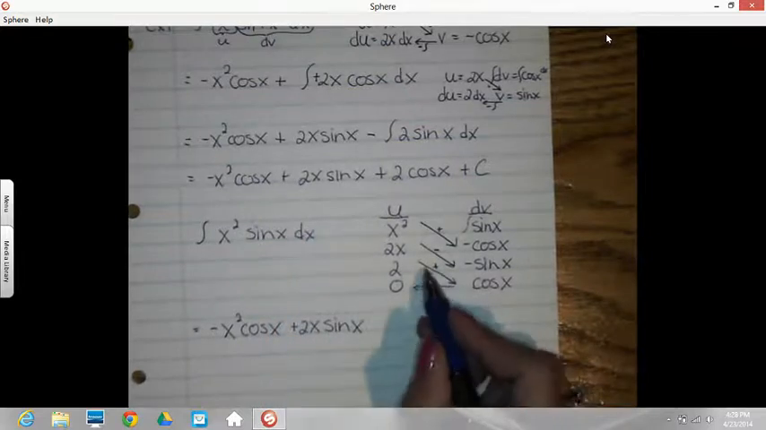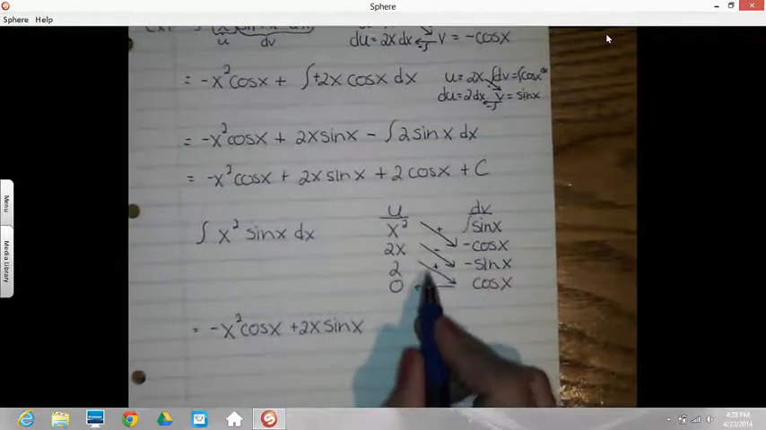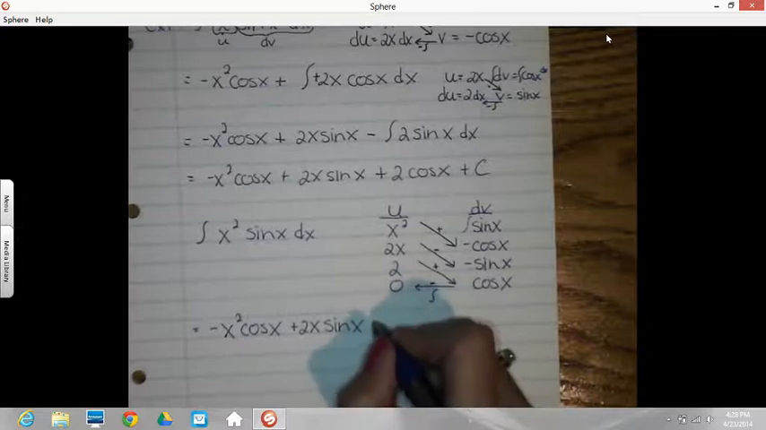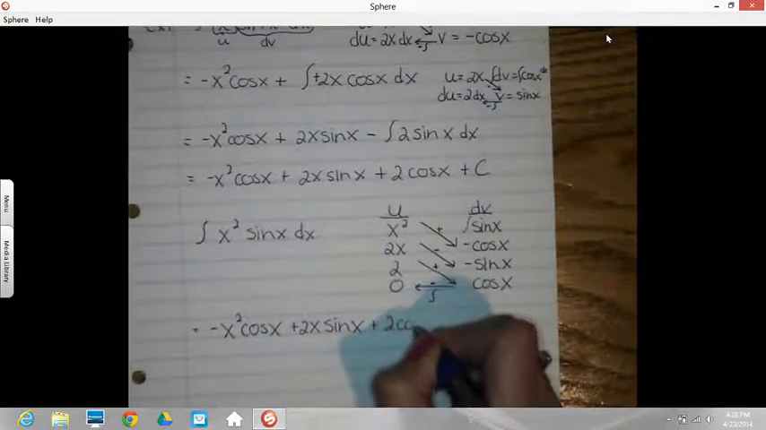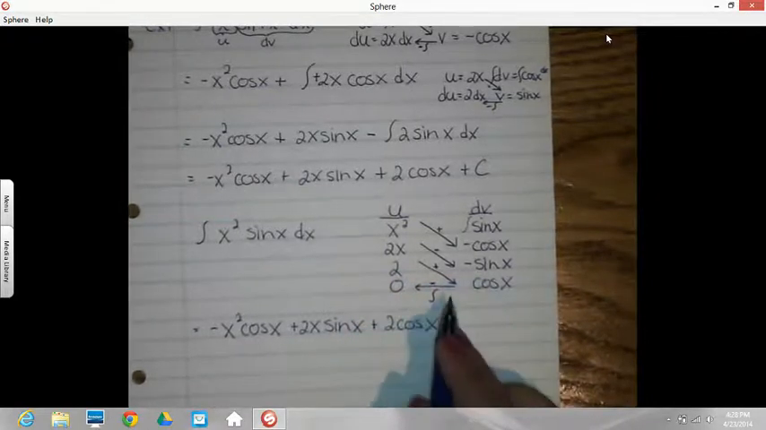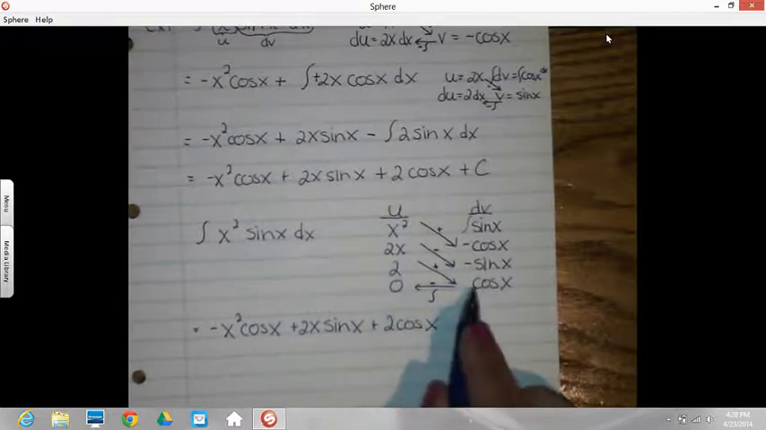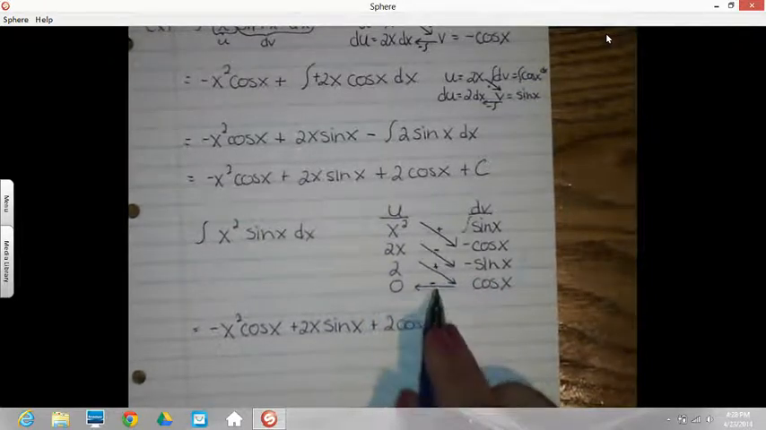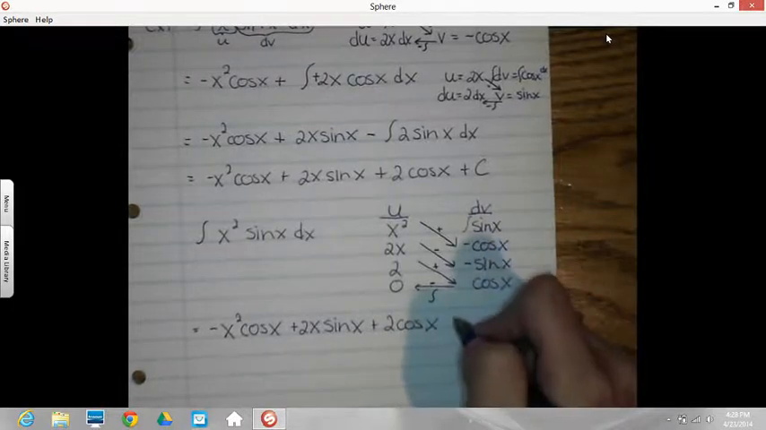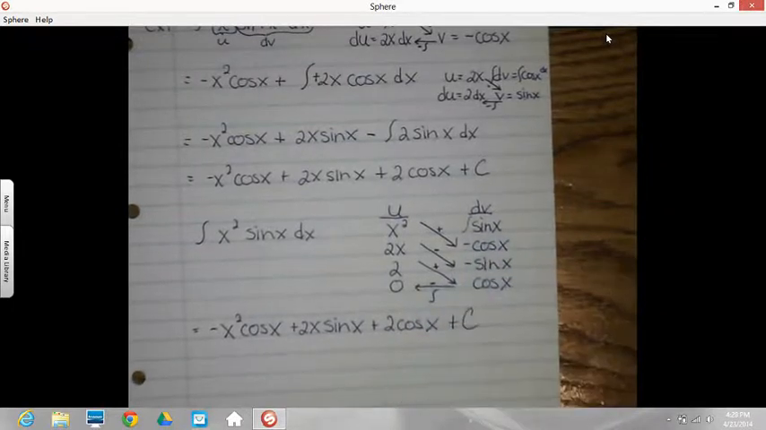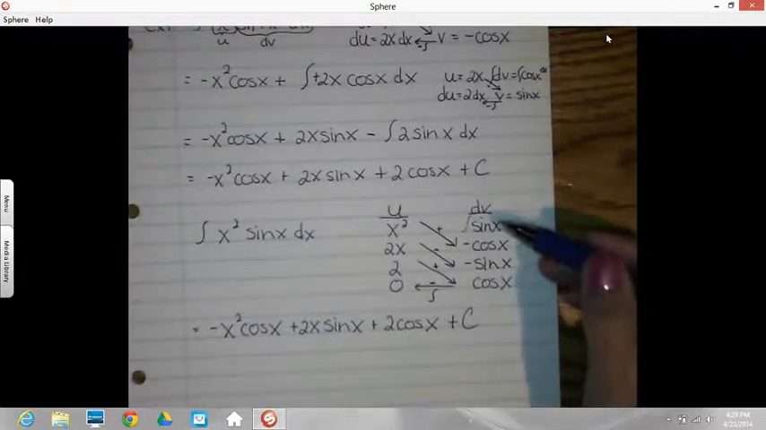My third one is a positive 1 multiplier, 2 times cosine, so plus 2 cosine x. This, when I multiply, I'm going to get 0. The integral of 0 is still just 0. So there's nothing there, and all I need now is my plus c. So this is called rapid repeated integration by parts.